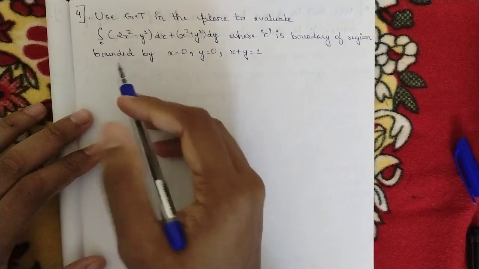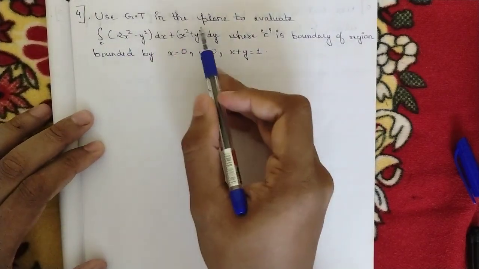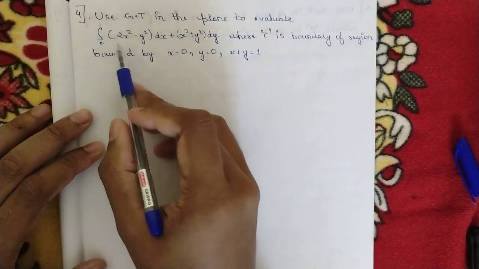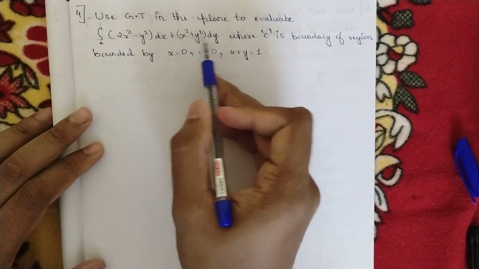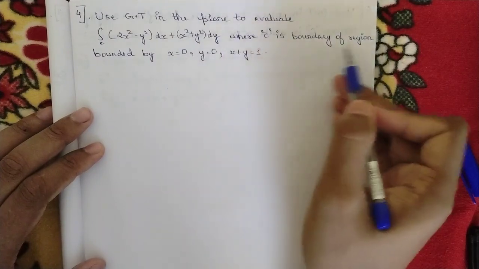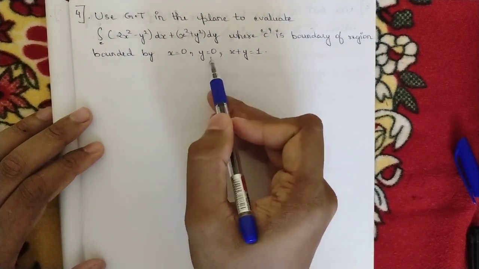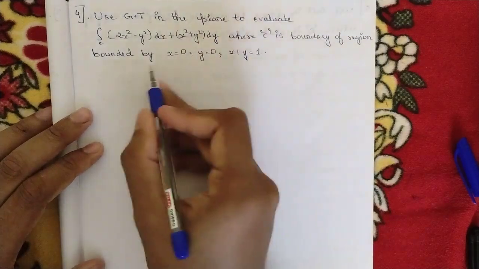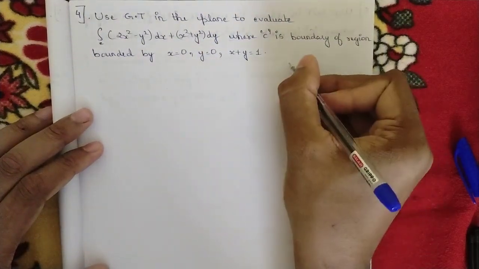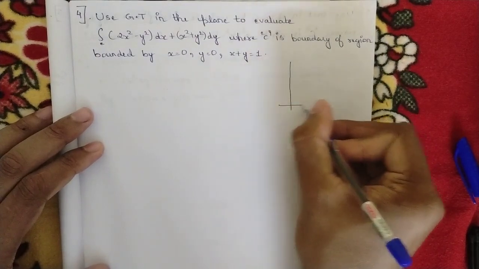Fourth one: use Green's theorem in the plane to evaluate the integral of (2x square minus y square) dx plus (x square plus y square) dy, where C is the boundary of the region bounded by x equal to 0, y equal to 0 and x plus y equal to 1. According to the given condition, let us draw the graph here.